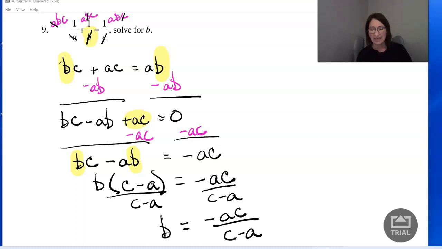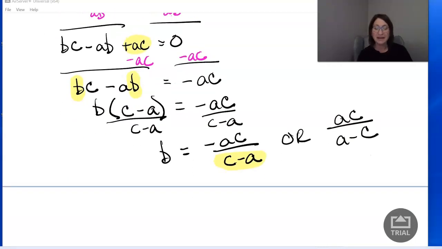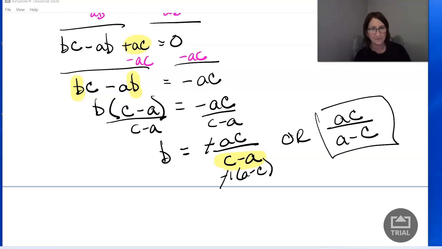Now, if you did it slightly different and you got AC over A minus C, these are exactly the same. Because remember that this C minus A is the same thing as negative 1 times A minus C. And that would cancel out the negatives. And that's how you get that positive.